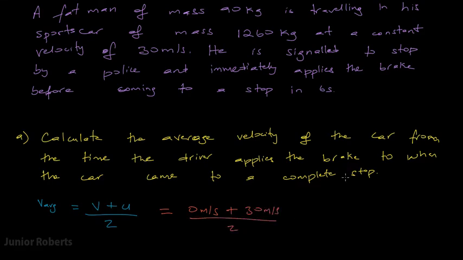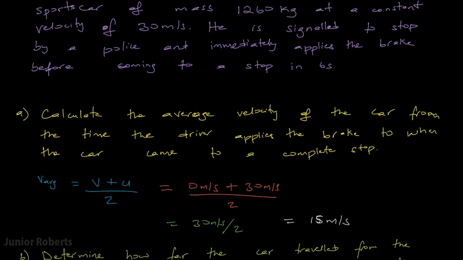When we work this out, we get 30 meters per second divided by 2, which works out to be 15 meters per second. So its average velocity would be 15 meters per second. Let's see what's next.